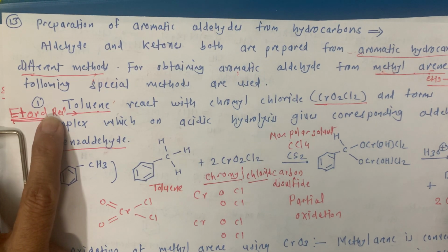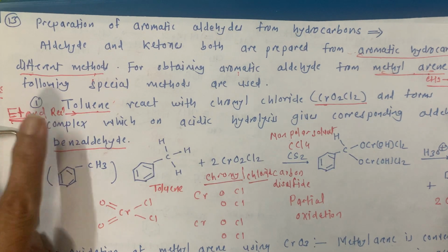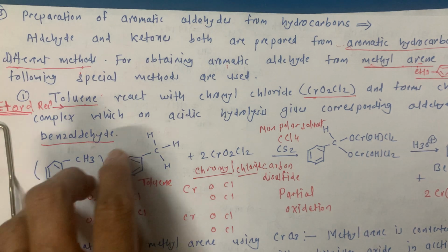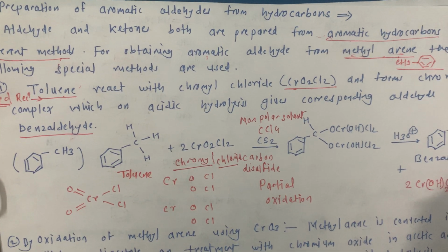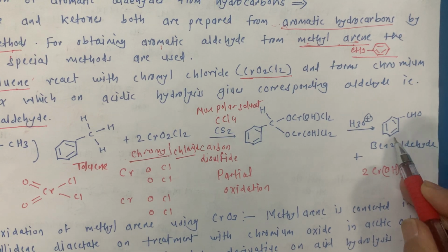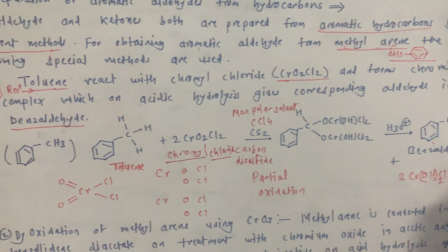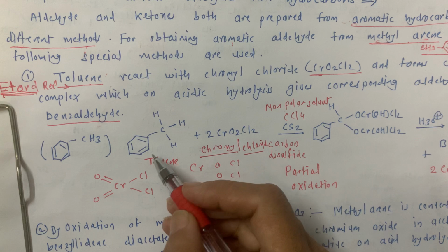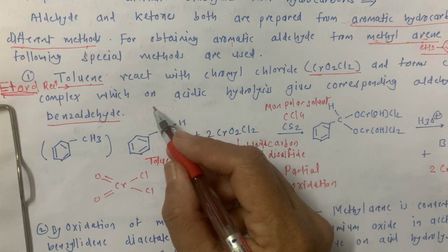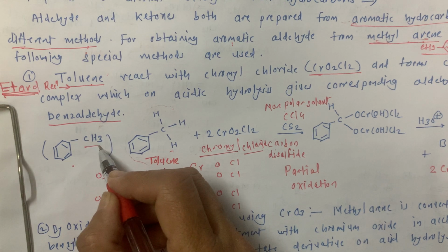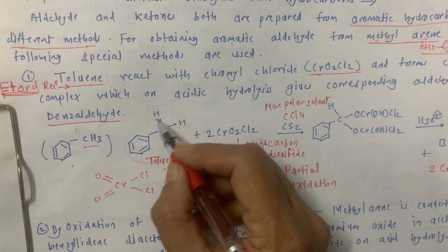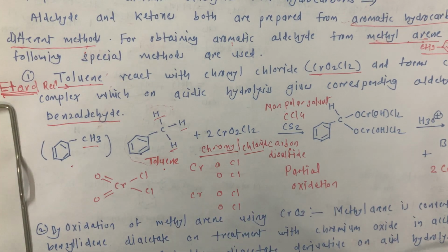E-T-A-R-D, Etard. The name of the scientist is Etard, and he gave us the steps to prepare benzaldehyde. Okay, now see what the reaction is. Here it is toluene. We can write it separately like this. Actually the toluene is like this. We can write CH3 here, but for understanding we are now writing three separate hydrogens.